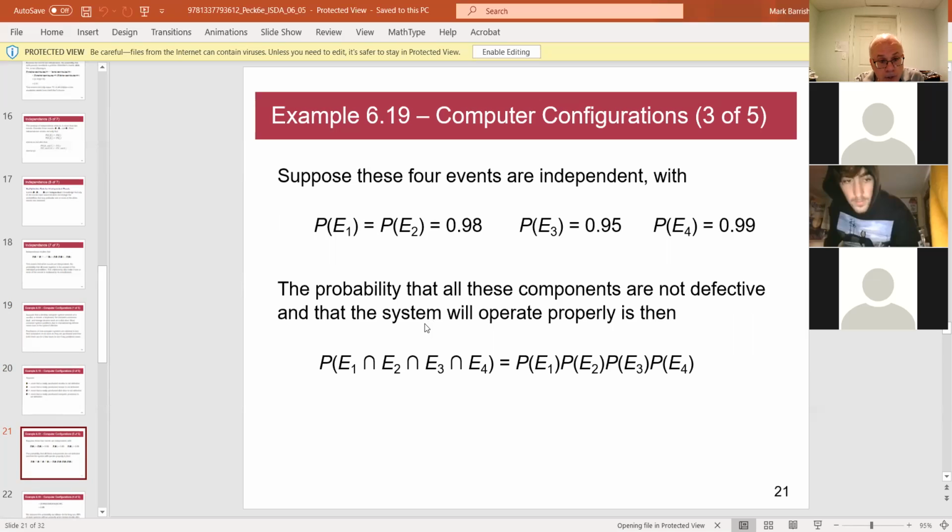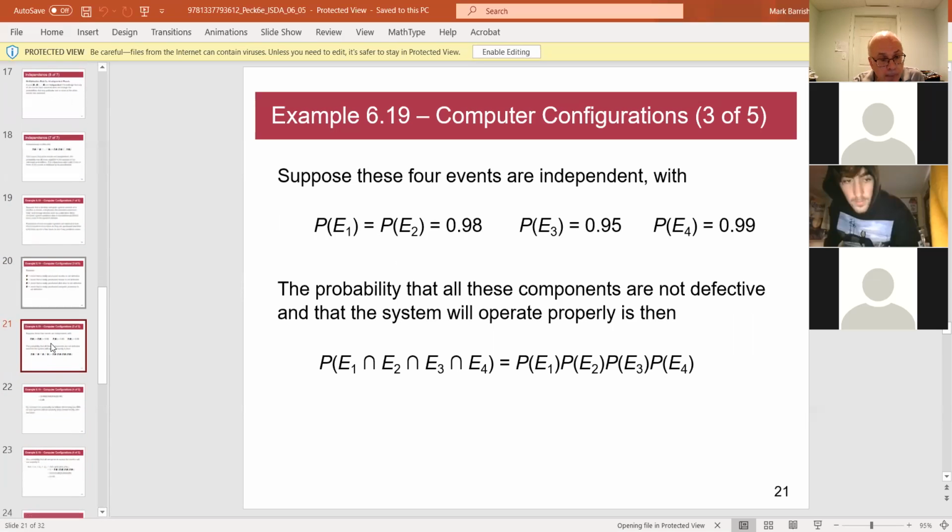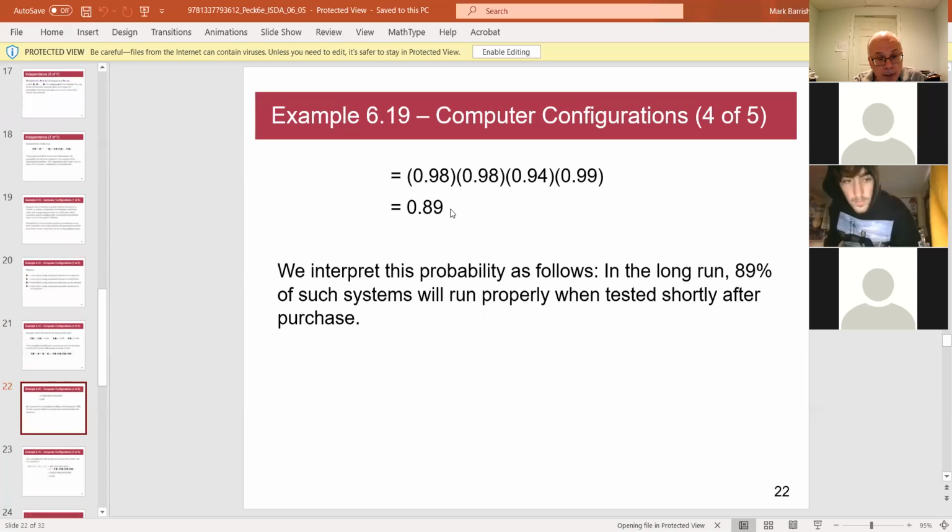We want to know, it says here, the probability that all these components are not defective and the system will operate properly. Well, the only way the system operates properly is if all four of those things are working well, they're not defective, and we just simply multiply the four probabilities. So it's 0.98 times 0.98 times 0.95 times 0.99. Obviously, you need a calculator to answer that question. The answer is 0.89, an 89% chance that when you get the computer, it's going to work properly.